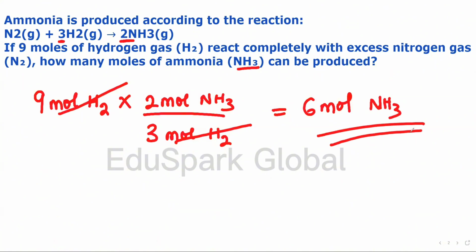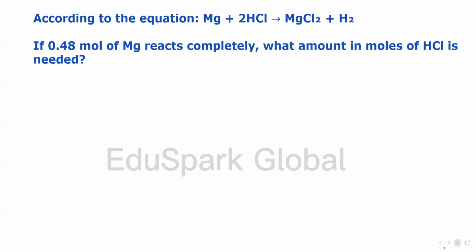Okay. Now the next question, it says, according to the equation, Mg plus 2HCl to give MgCl2 plus H2. If 0.48 mole of magnesium reacts completely, what amount in moles of HCl is needed? So, as usual, start with the 0.48 moles of magnesium.